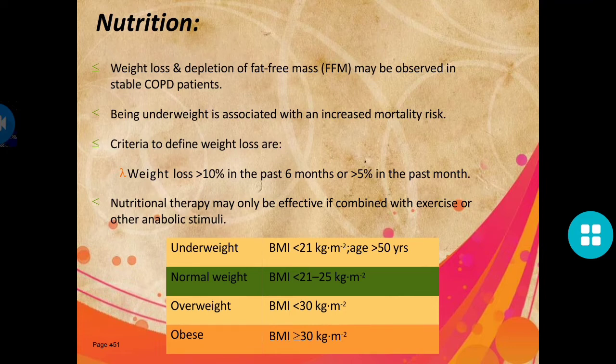Nutritional therapy may only be effective if combined with exercise or other anabolic stimuli. The anabolic stimuli means the body builds and repairs muscles. These are some stimuli which help our body to build muscles and repair our muscles. In opposite to that, there is catabolic stimuli. That means the breaking down of muscles and tissues. So we need the anabolic stimuli, by which the tissues will repair and build.